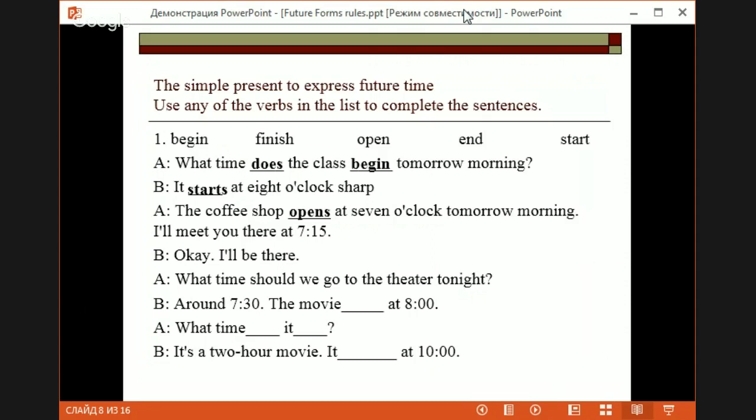The next one: the coffee shop opens at 7 tomorrow morning. I'll meet you there at 7:15. So it's according to the timetable.